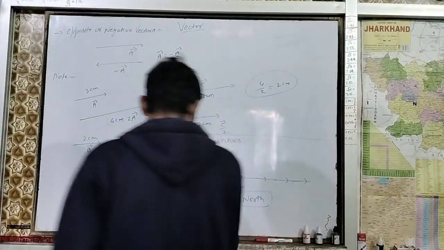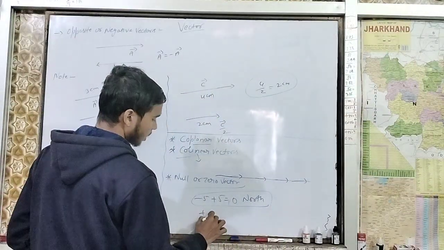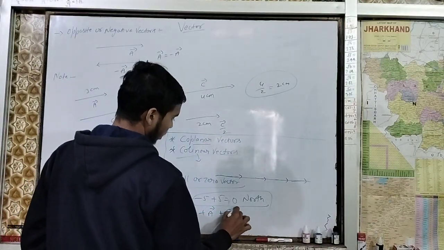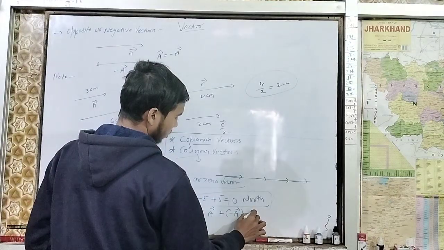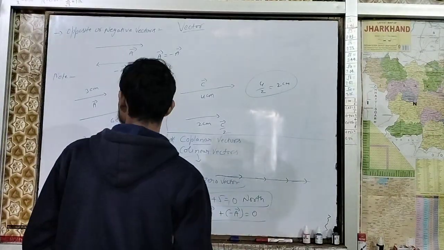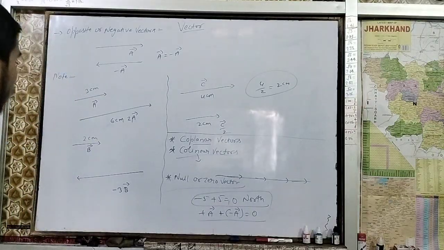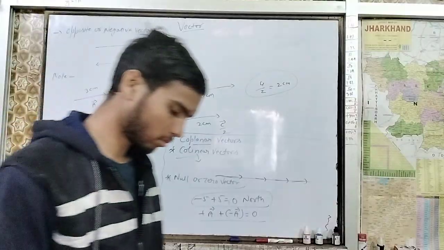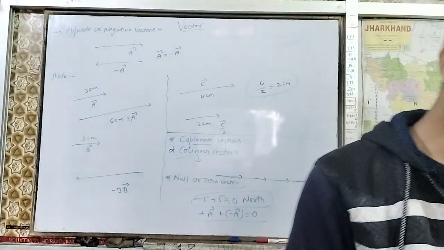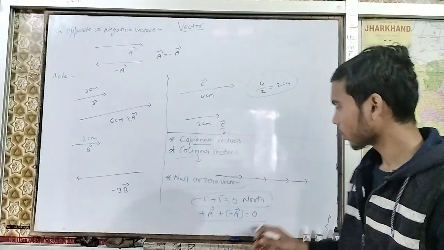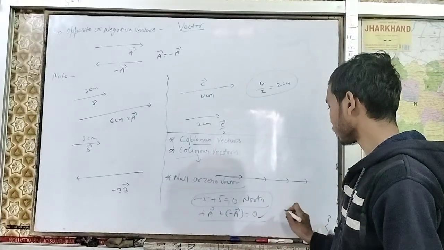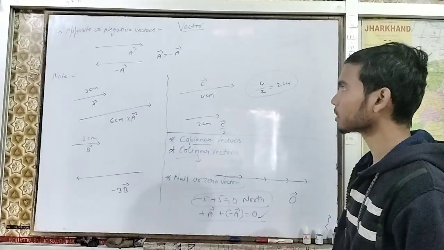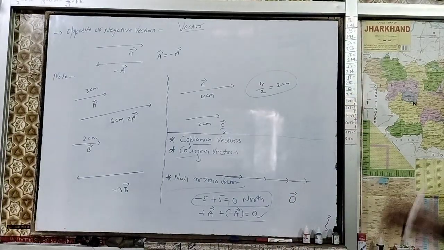Or you can say a positive vector a and a negative vector a. What will happen? The result would be 0. Clear? Here 0, you can represent in vector form like this: 0 with an arrow. The arrow is for direction, but magnitude is 0.